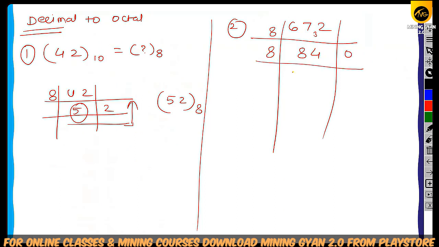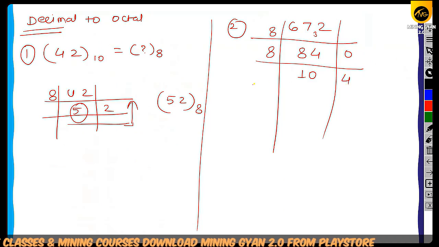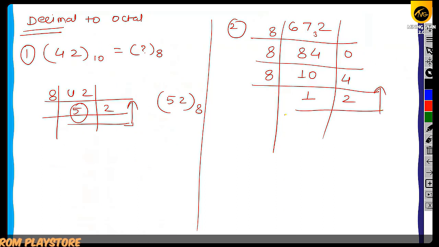Now again 8 times 1 and 0. So 8 times 10 is 80. There is 4 as a remainder, so it's a 4. Now 8 times 1 is 8, and there is remainder 2. Now it's not possible to divide 1 by 8, so that's why the process stops at this stage.